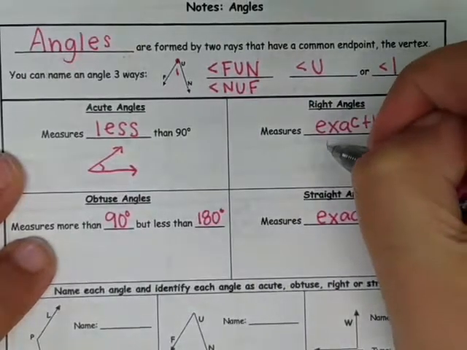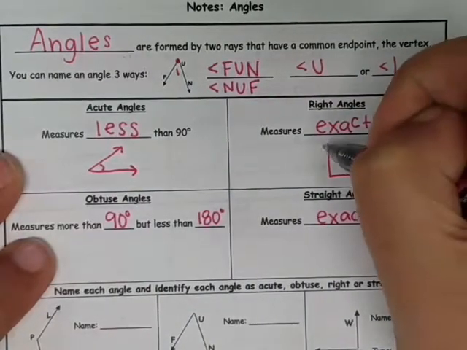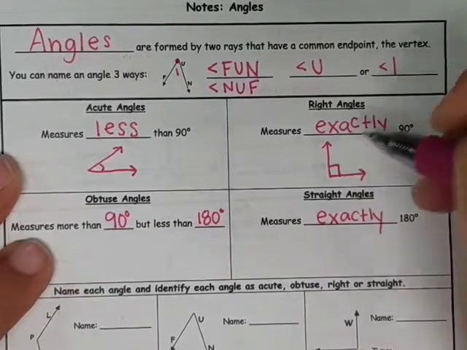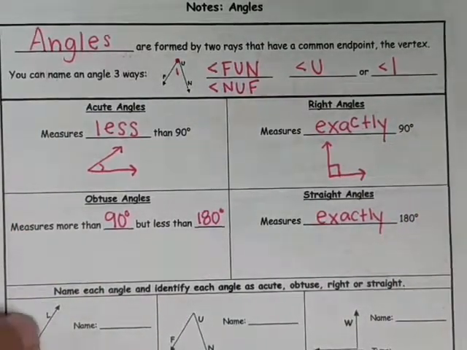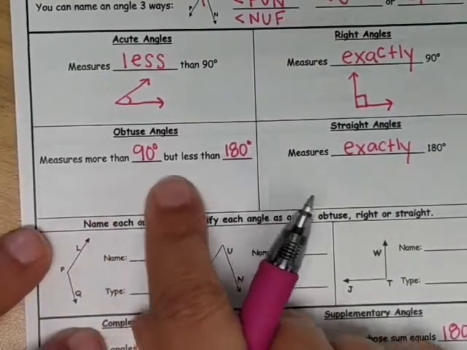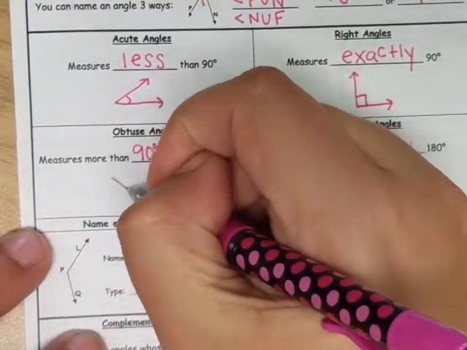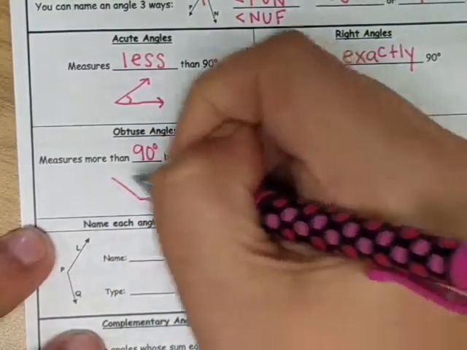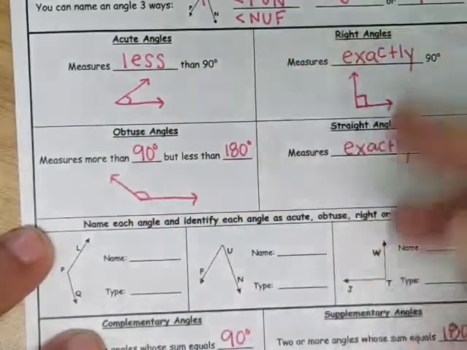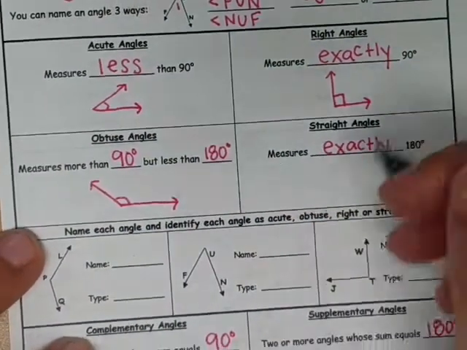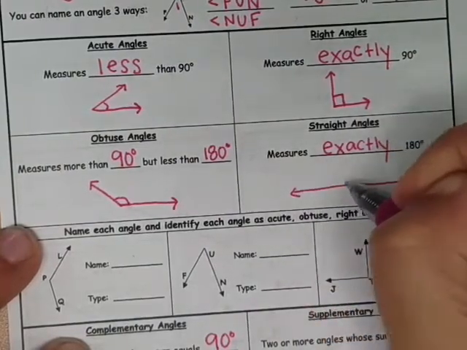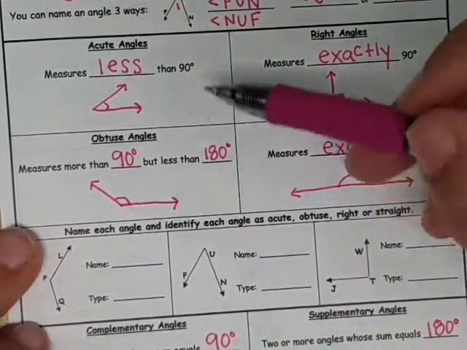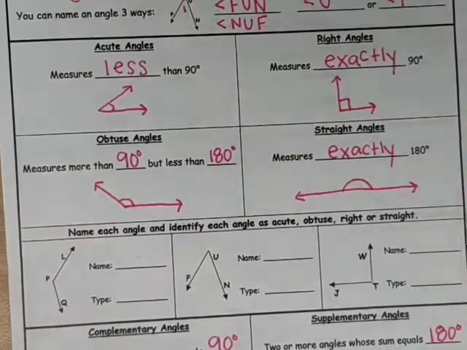Right angles are exactly 90, and we're going to draw a square in the middle to show that it's perpendicular, which is 90 degrees. Obtuse measures more than 90, but less than 180. And then straight angles are exactly 180 degrees. A straight line makes 180 degrees. So those are the four types of angle measures.